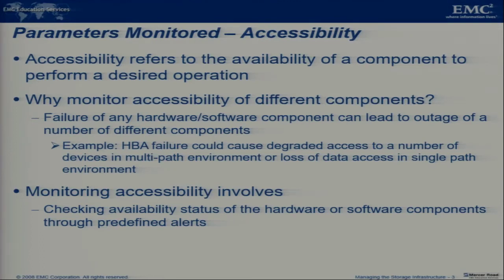24/7. So why do we need to monitor the accessibility of different components? First of all, if there is any failure of a hardware or software component, then accessibility will be hampered. Say for example, you are running an operating system on your desktop or laptop. This is just an example. If the operating system crashes, then your laptop will be unavailable. Your laptop becomes inaccessible. This is what it means.